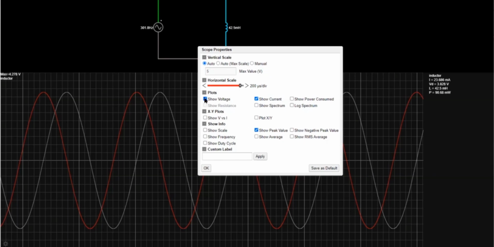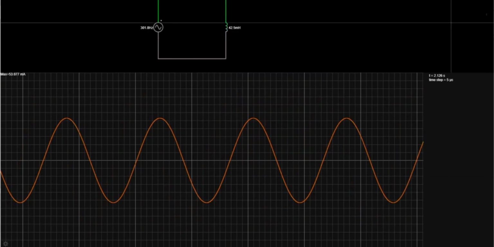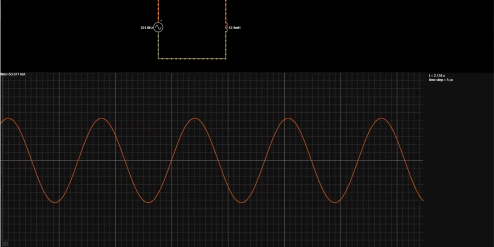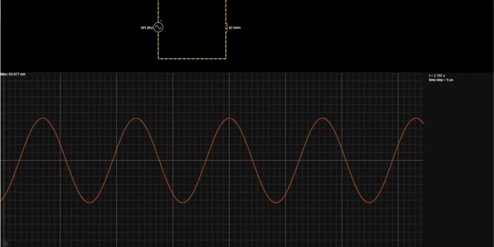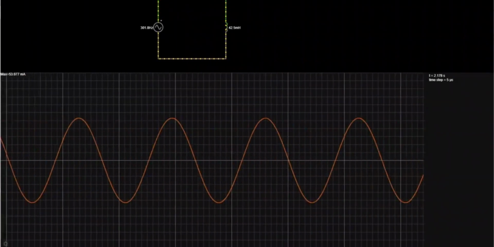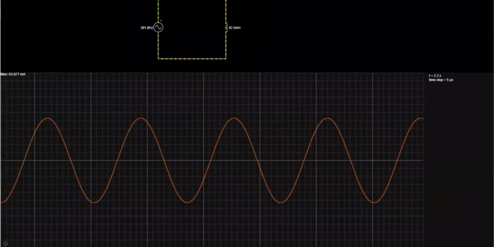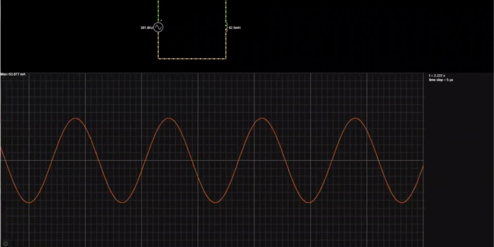So in fact, the only two boxes I have activated for this graph are show current, that's checked, and show peak value, that's also checked. All right, so everything else is unchecked. I still have that same 200 microseconds per division. And let's run it. 3, 2, 1, run. Okay, there it is. So you're looking at the current bouncing through the circuit, and this current is the same everywhere. It's the same through the inductor, same through the resistor.